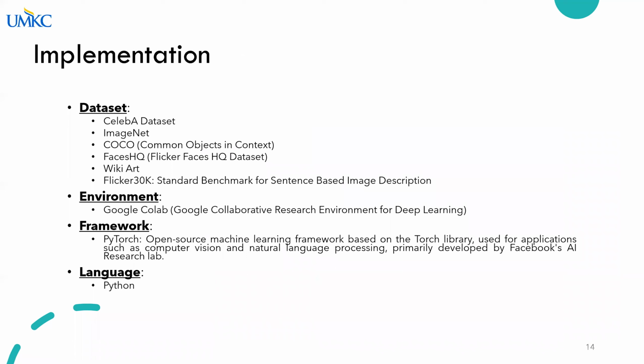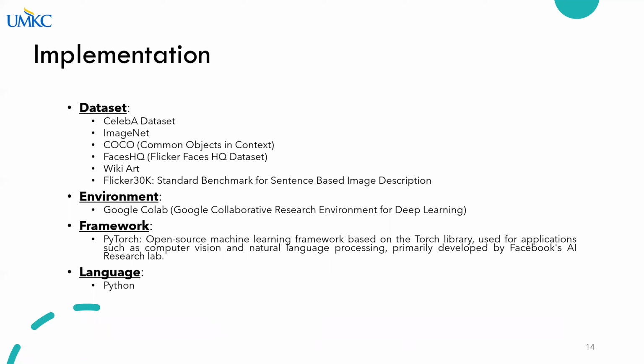For the implementation datasets, we have used the CelebA dataset, ImageNet, and COCO, Common Objects in Context, which has all common object segmentation and object identification that are already done in the real world. And we have Flickr-Faces-HQ, which is similar to CelebA, but has all common types of faces that are not available in the CelebA dataset.